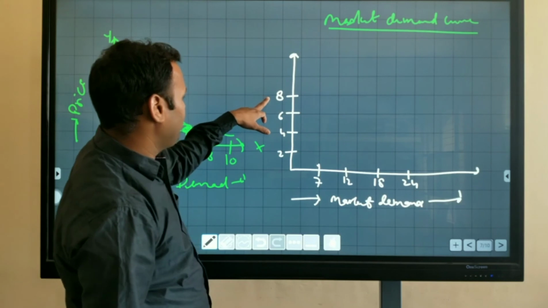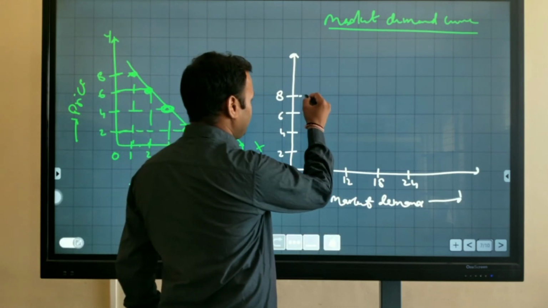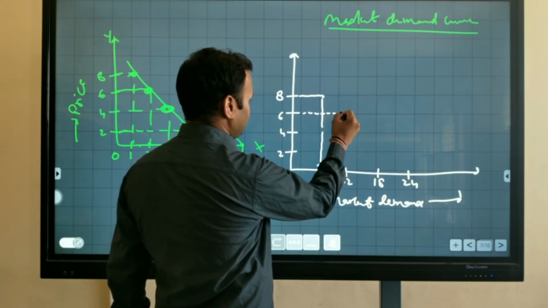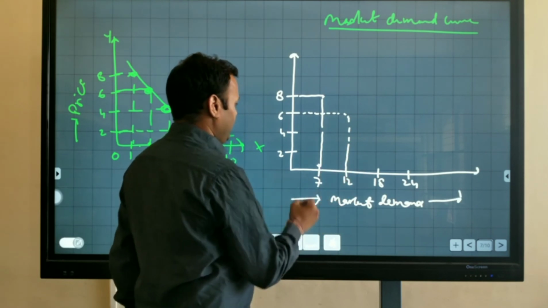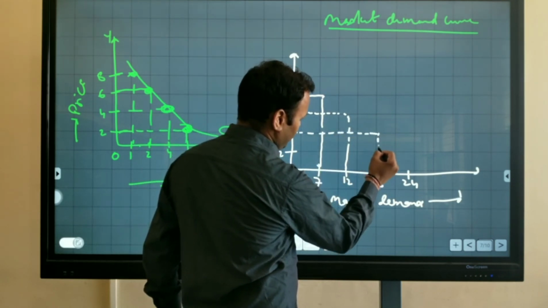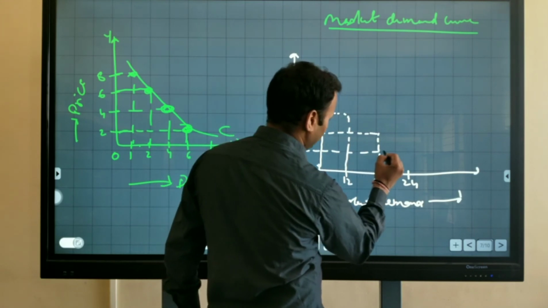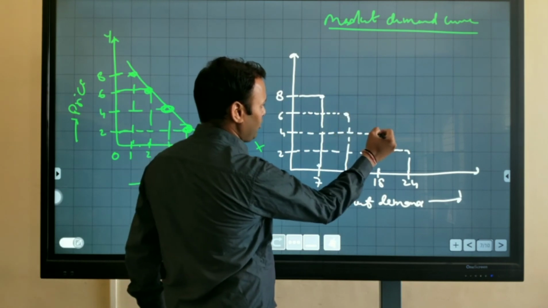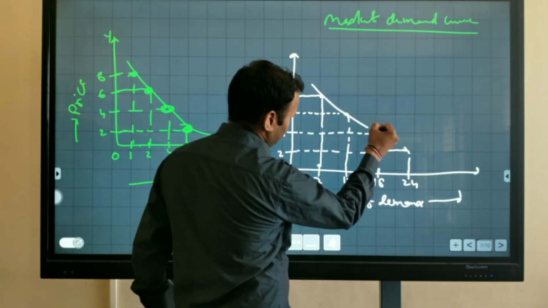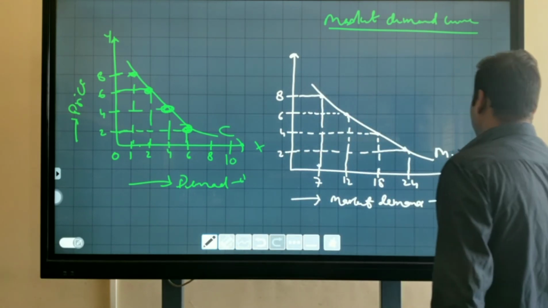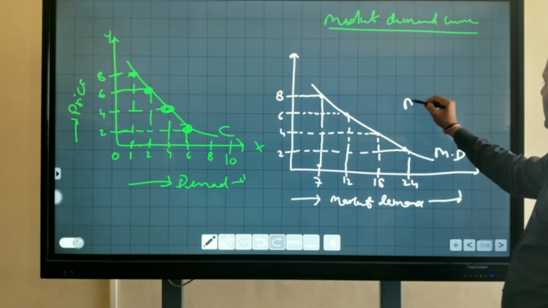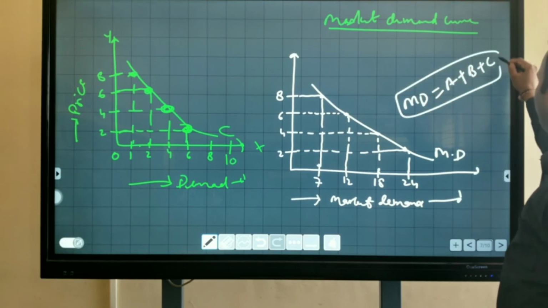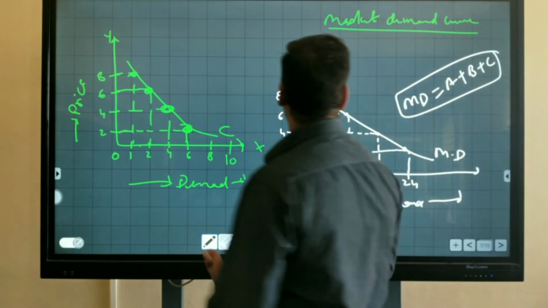So when the price of the particular good is 8 rupees, then the demand is 7 units. Then the price is 6, then demand is 12, and the price of the commodity is 4, then demand is 18, then at the price of 2, demand is 20. So just join the top points. So this is the market demand, or you can write MD is equal to demand by A plus demand by B plus demand by C. Okay. So this is the market demand curve.